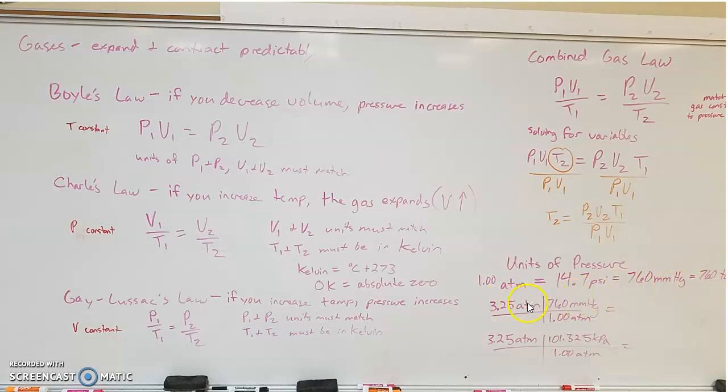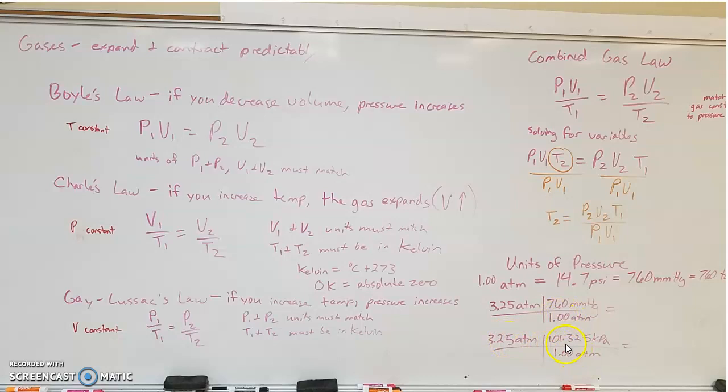So let's say that you had atmospheres and you needed to convert to millimeters of mercury. Well, you could take the atmospheres and then do dimensional analysis, train tracks. 1 atmosphere on the bottom is equal to 760 millimeters of mercury. And then your atmospheres would cancel out because you have 1 in the numerator and 1 in the denominator. That would convert this 3.25 atmospheres to millimeters of mercury, whatever that is when you multiply 3.25 times 760 and then divide by 1.